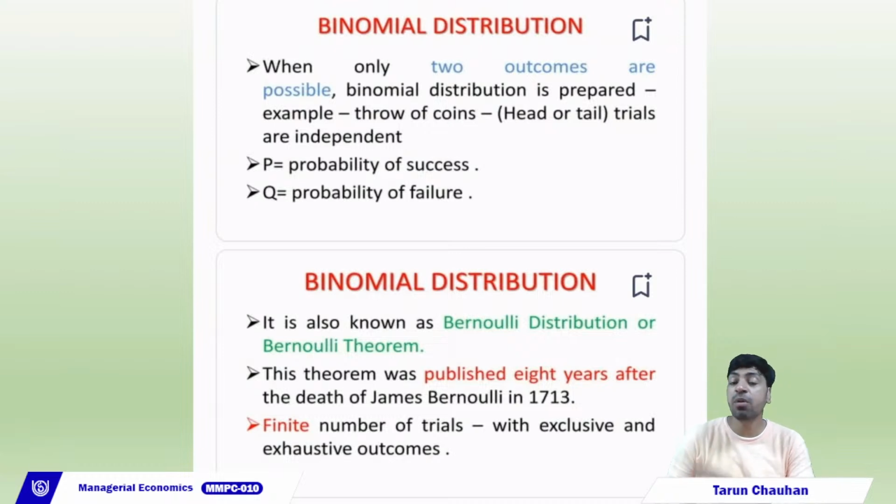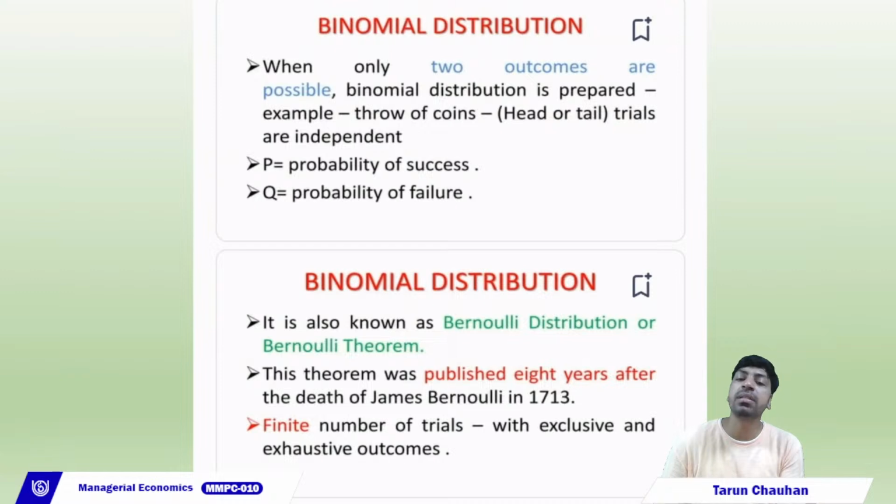of failure. So if any question is prescribed with that, you need to calculate the probability of success and the probability of failure, or let's say the probability of at least one head or the probability of at least two tails. Then accordingly you need to calculate the probabilities of the head or tail.